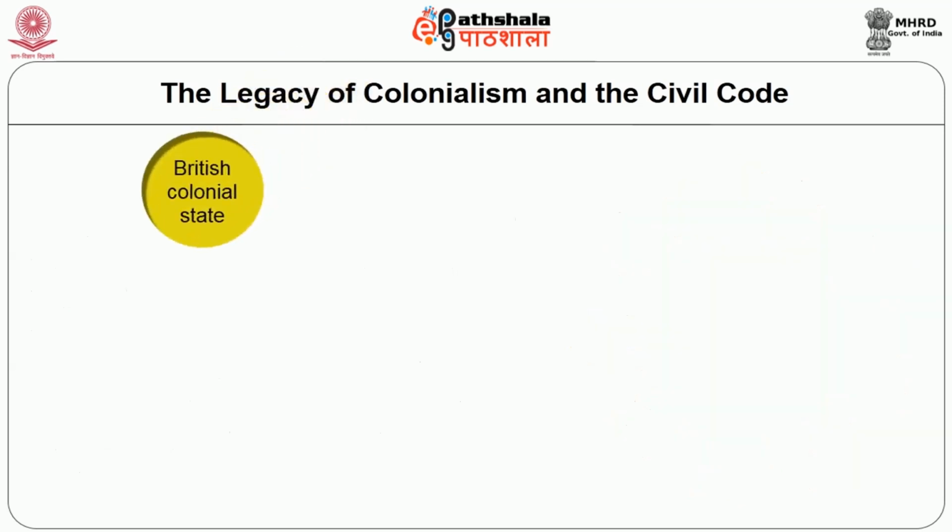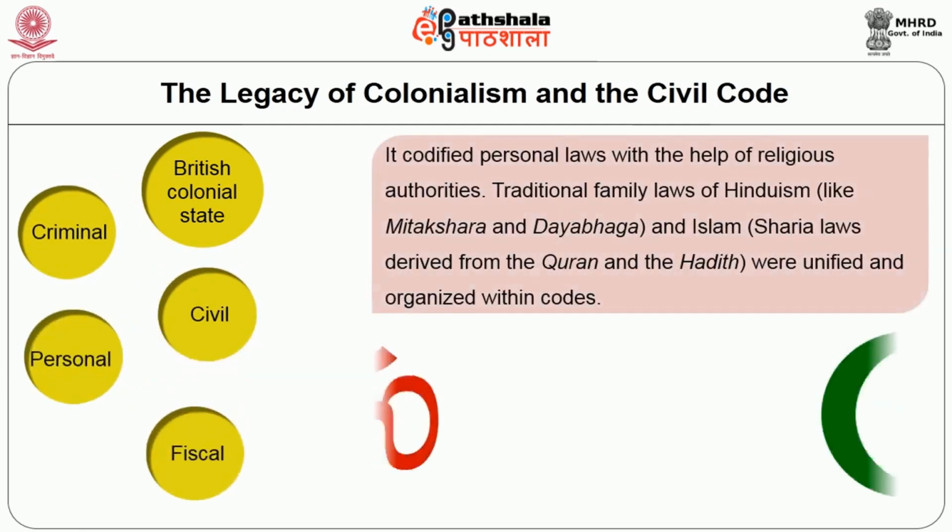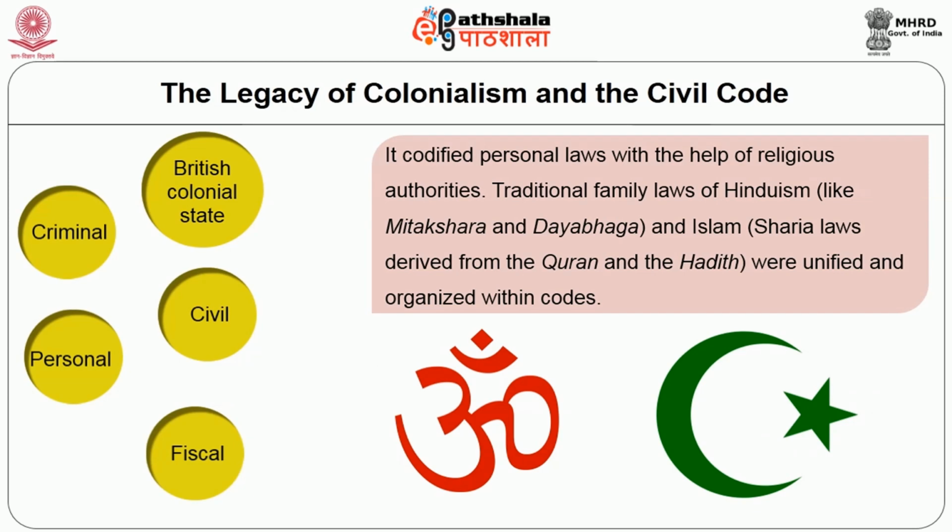Thus, the British colonial state divided the legal domain into criminal and civil, further dividing the civil into personal and fiscal laws. It codified personal laws with the help of religious authorities. Traditional family laws of Hinduism like Mitakshara and Dayabhaga, and Islamic Sharia laws derived from the Quran and Hadith, were unified and organized within the codes.